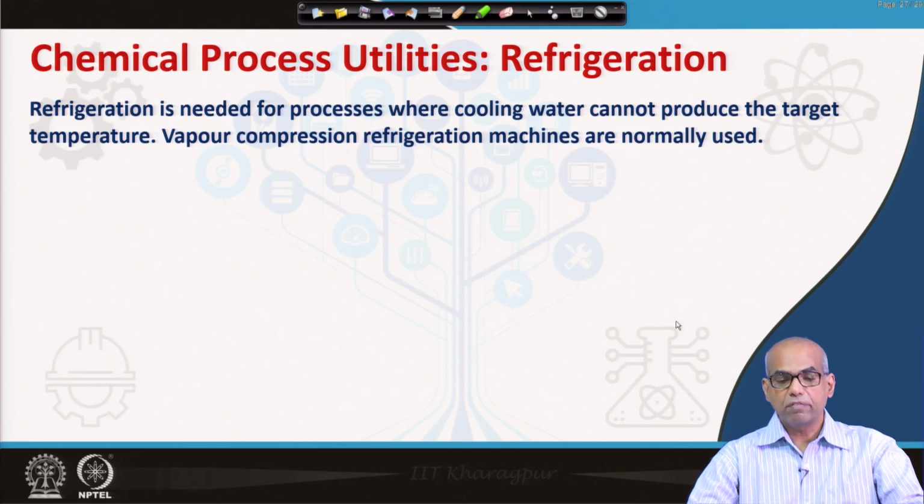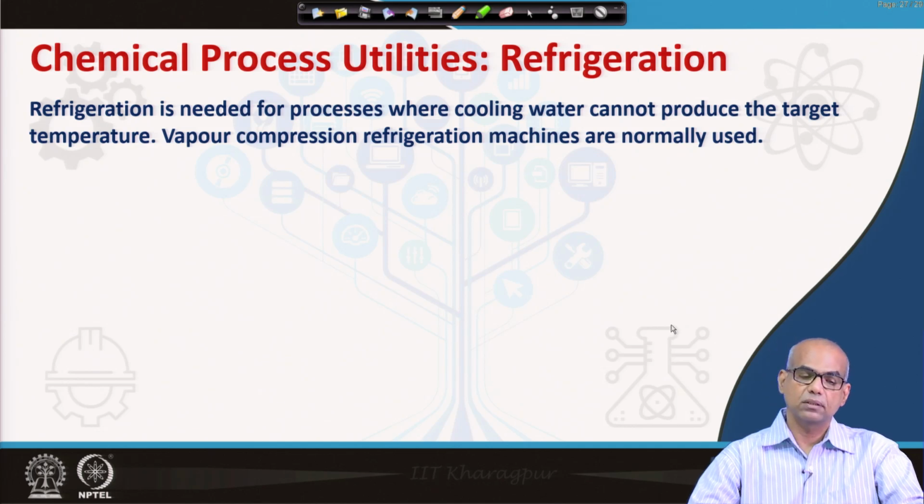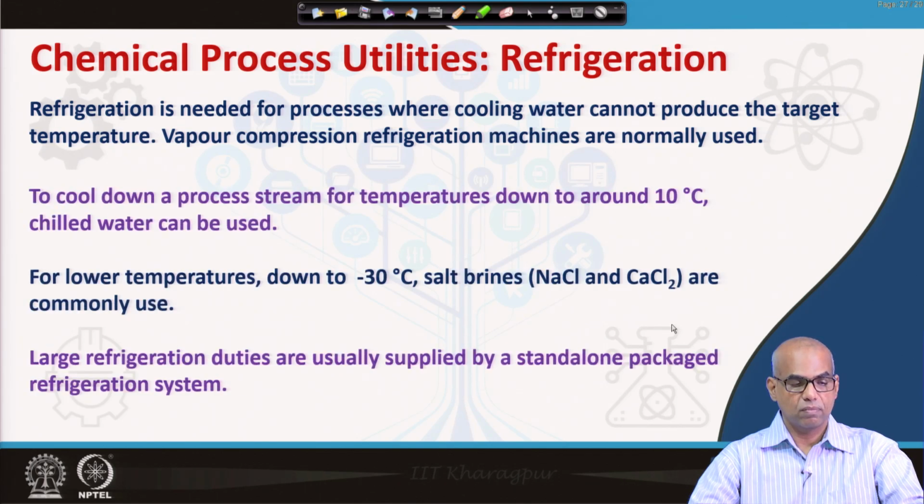Now, let us move on to refrigeration. Refrigeration is needed for processes where cooling water cannot produce the target temperature. Vapor compression refrigeration machines are normally used. To cool down a process stream for temperatures down to around 10 degrees Celsius, chilled water can be used. For further lower temperatures, say down to minus 30 degrees Celsius, salt brines, sodium chloride, calcium chloride are commonly used.